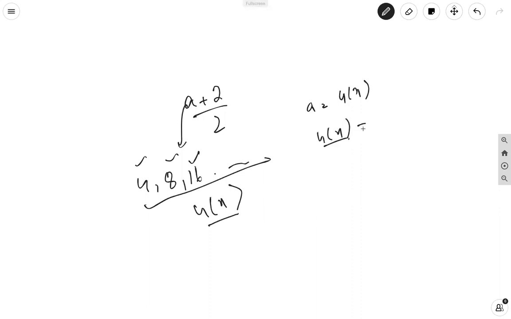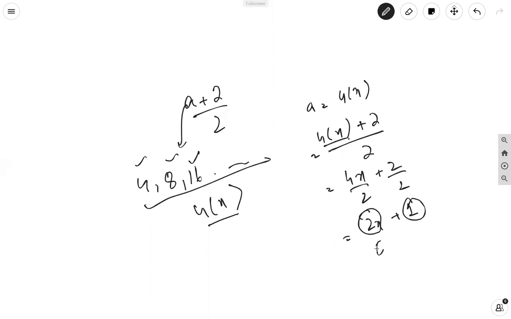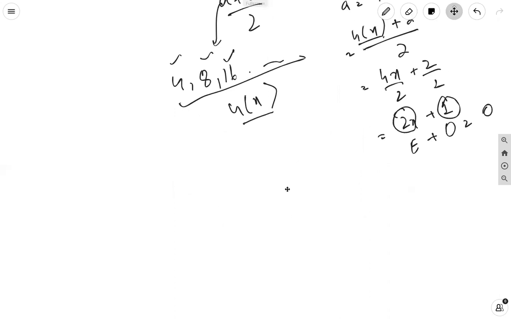A multiple of 4 plus 2 divided by 2. So this means 4x over 2 plus 2 by 2. This is 2x plus 1, right? Now, 2x is even and 1 is odd, and even plus odd is odd. Take any value, you will always end up with an odd value, right? Yes, got it.